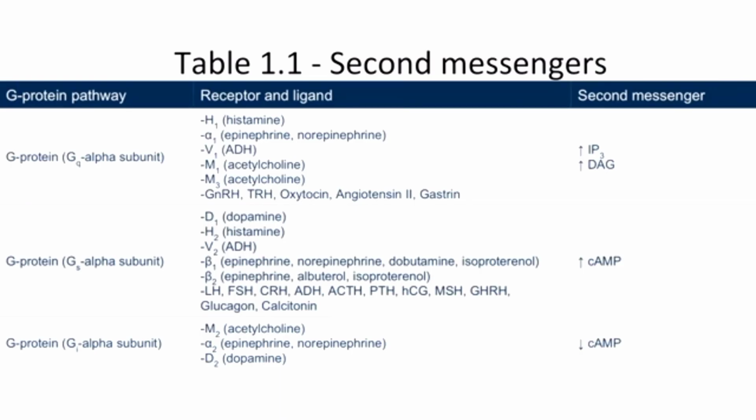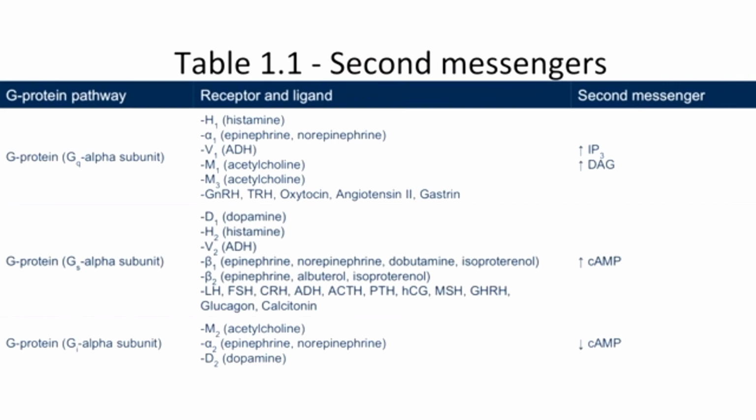Welcome to the second section of Chapter 1, General Principles. In this section, I will be discussing many of the important receptors and signaling pathways that you'll need to know for Step 1. Let's get started. This is Table 1.1, which provides a list of some of the important second messenger pathways.